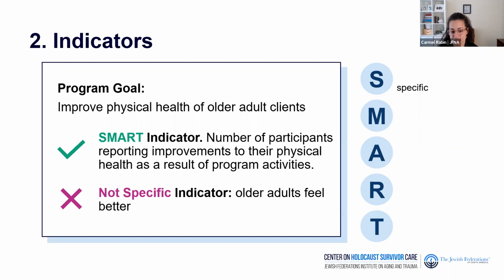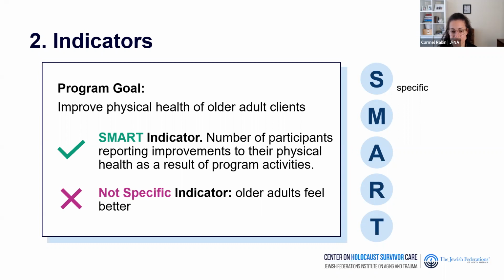Well, it's not specific because which older adults are we talking about? What do we mean by having them feel better? And what is it related to? Is it just generally, or would it be tied to the program activities themselves? The SMART indicator that's indicated in green in the middle of your screen would be the number of participants reporting improvements to their physical health as a result of program activities.